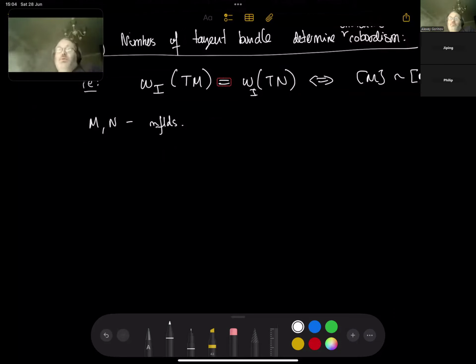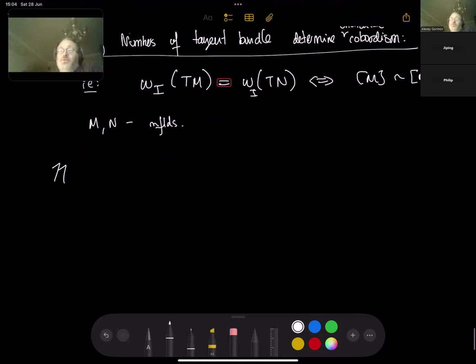Basically, we don't need two manifolds because cobordisms are a group. It suffices to prove that if all Stiefel-Whitney numbers vanish, then the manifold is a boundary.